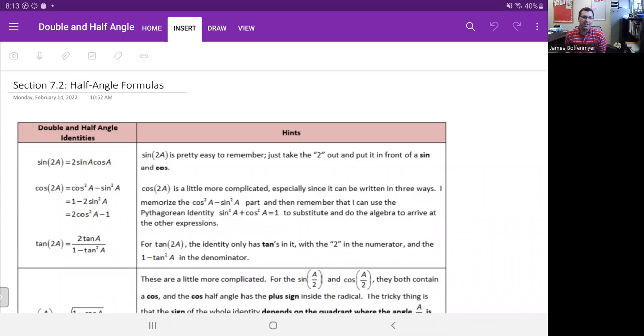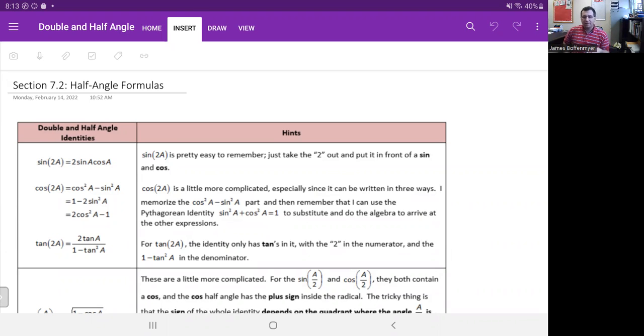We're going to talk about double angle and half angle identities in trigonometry. So we're getting into section 7.2. I'm going to go over the formulas that we're going to be playing with, and then we're going to do some example problems that utilize these formulas.